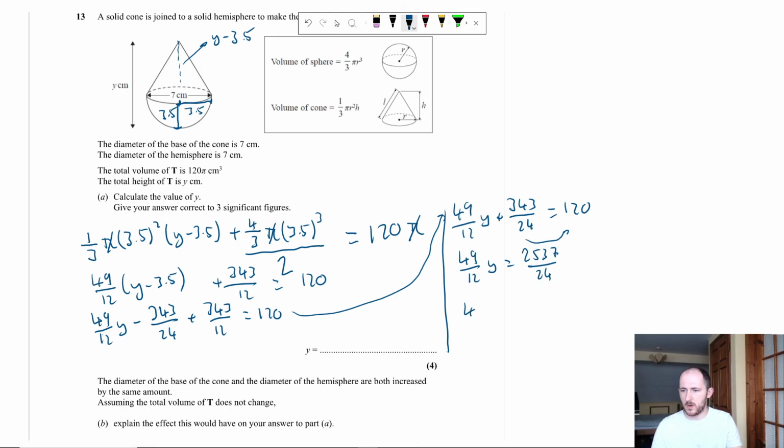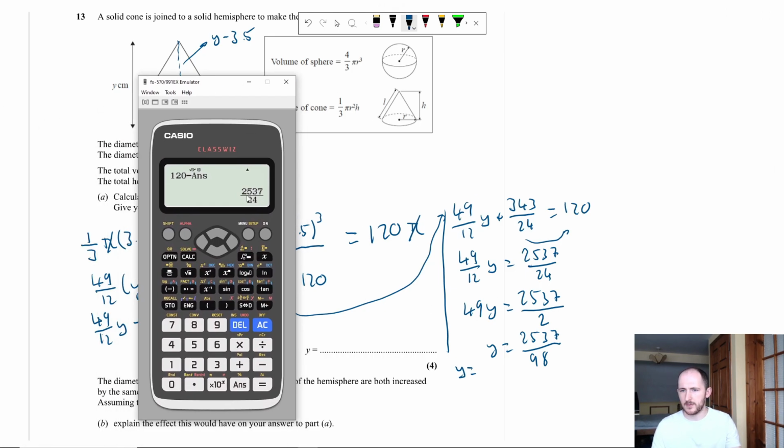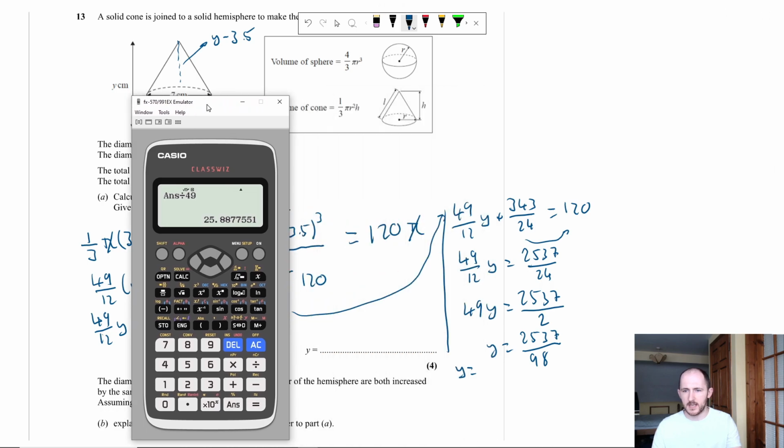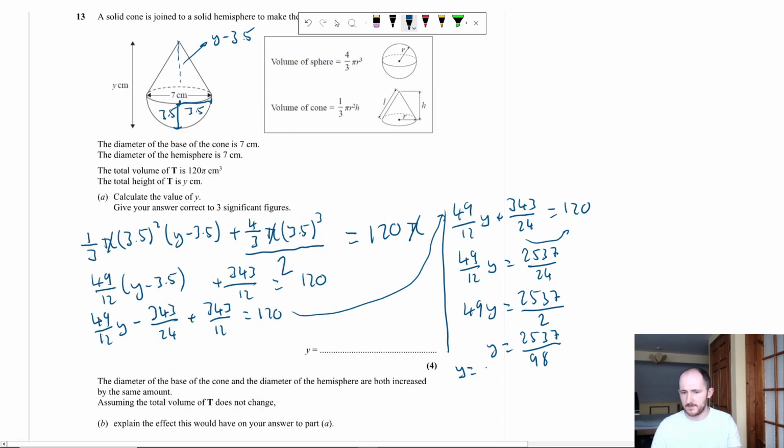I'm going to times both sides by y. We get 49y is equal to, so if we times both sides by y, we're actually just going to get 2537 over 2, which means y is equal to 2537 over 98, because I've divided both sides by 49. So again I'm going to do that for you. We have that times by 12, divide by 49, exactly what I said there. And then it says to 3 significant figures, 25.9 centimeters. Good lord. Alright. Hope that makes sense.